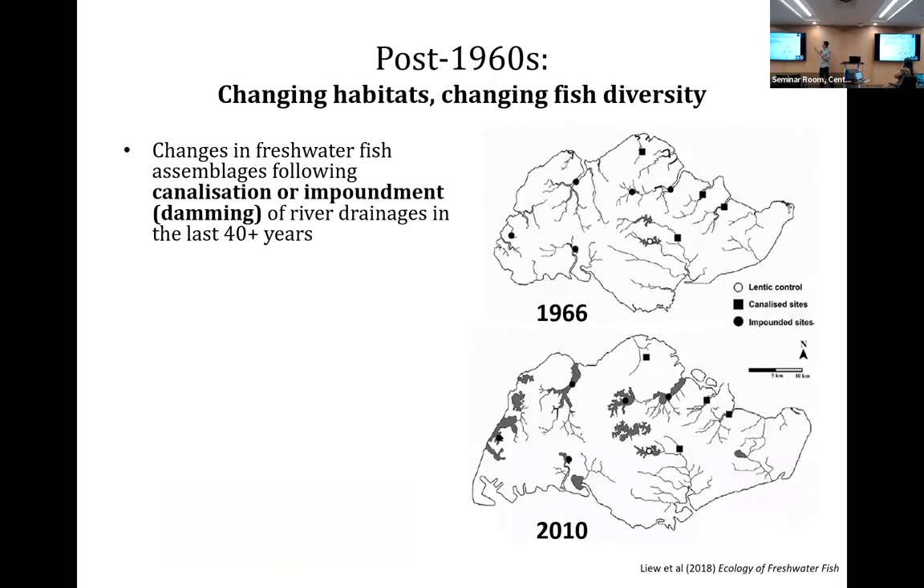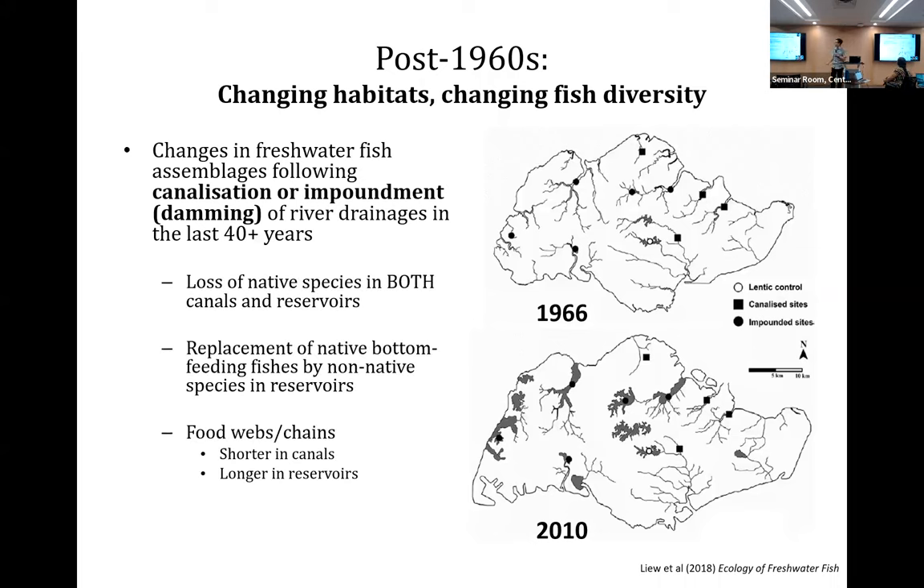So based on that, what we did was, there was this paper in 1966 that actually recorded the fish fauna in Singapore. So we wanted to look at changes in the fish assemblages following all this canalization and impoundment over 40 years. Because in 2010, we managed to do some studies. And so what we found in a nutshell is that there was loss of native species in both canals as well as reservoirs. Because by 2010, not all of them had been dammed up.